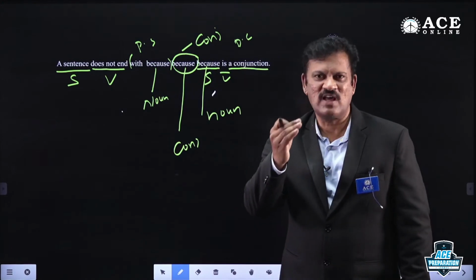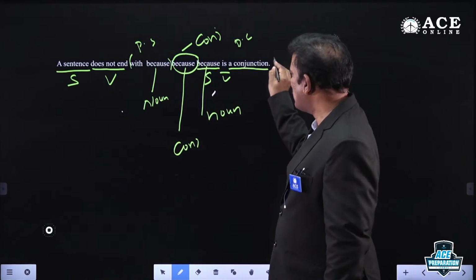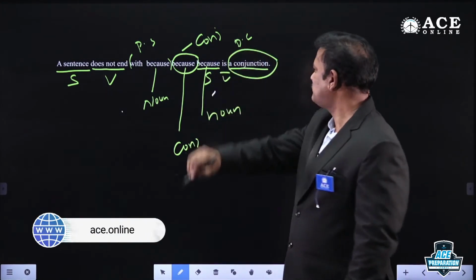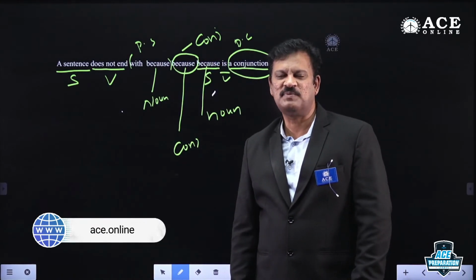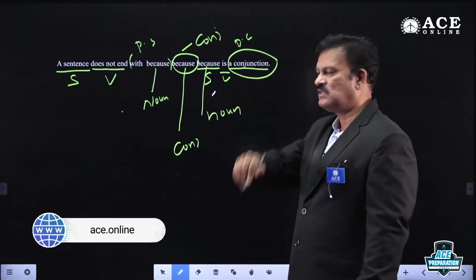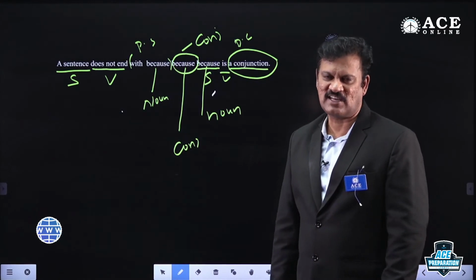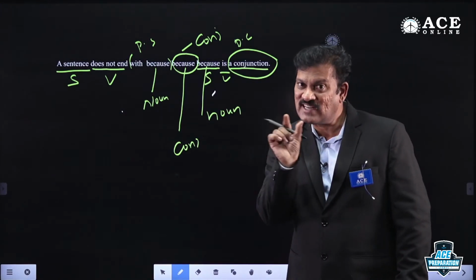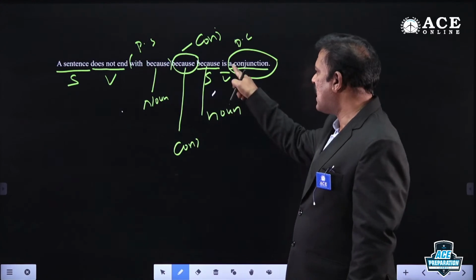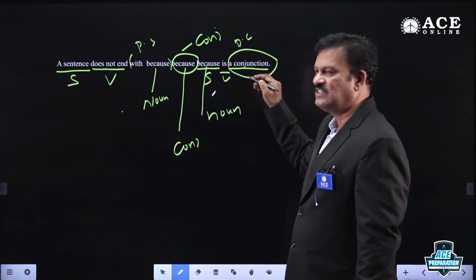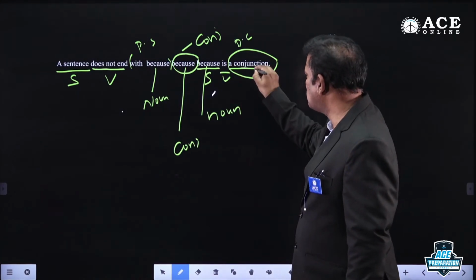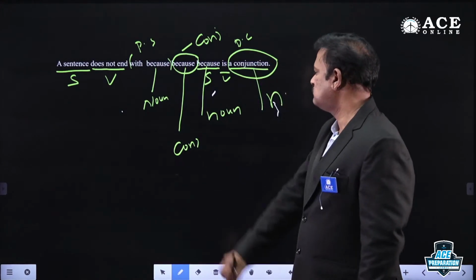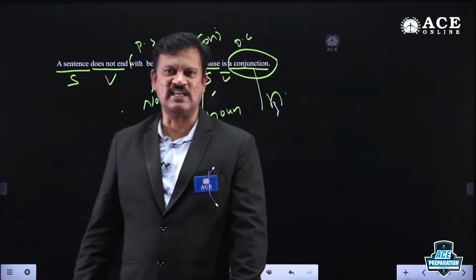Okay, one last question. What part of speech is this one? What part of speech is a conjunction? Don't tell me it's a conjunction. I am asking you the word conjunction. Article, it's a noun phrase, so this has to be noun. So this is the thing.